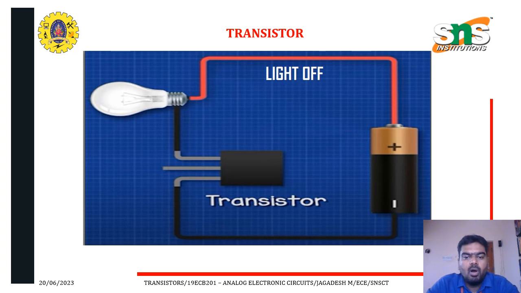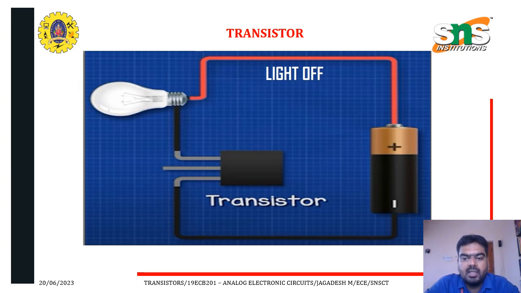And the simple operation of a transistor is shown in this PPT. It is a practical connection, a practical method of explanation, given in this slide. Here one bulb is connected to the positive terminal of the battery, and another terminal of the bulb is connected to the transistor. The transistor has three pins: base, collector, and emitter. Here the base terminal is left free, and another terminal is given to the negative terminal.